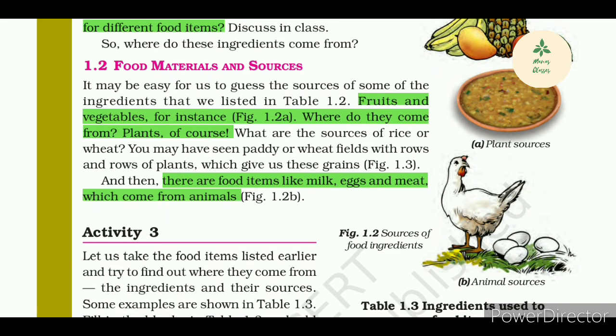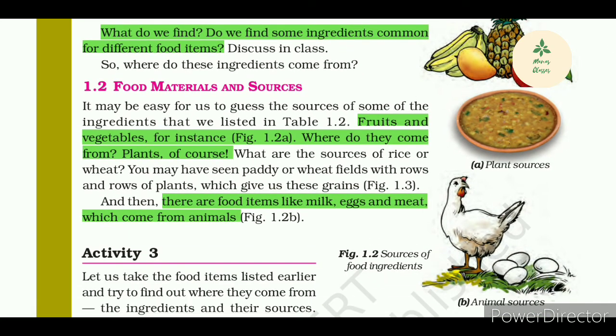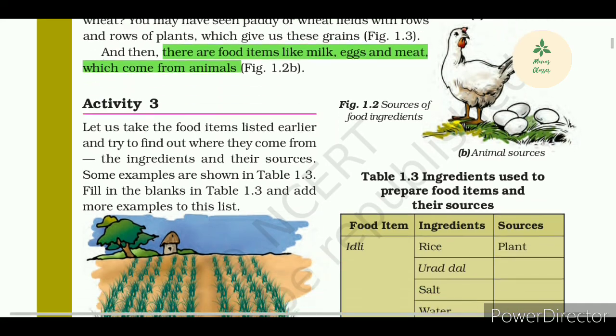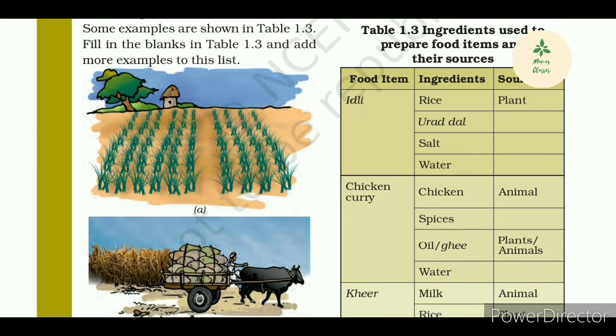Look at that picture. Here is the picture, A and B, on the right side corner: plant sources and animal sources. They are the two main sources. Next, underline: there are food items like milk, egg and meat, which obviously come from animals. Now come to the third activity. We are going to find the source of each ingredient.